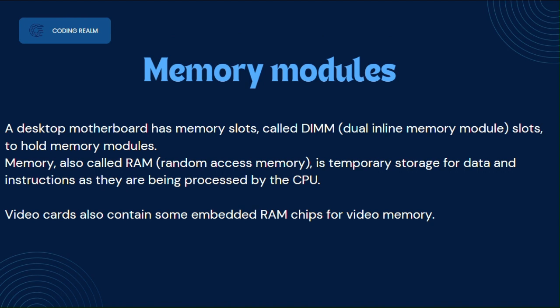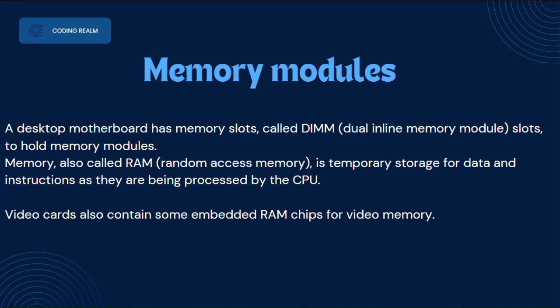Now the memory modules. A desktop motherboard has memory slots called DIMM, or dual inline memory module slots, to hold memory modules. The memory, also called RAM or random access memory, is temporary storage for the data and instructions as they are being processed by the CPU. The video card also contains some RAM chips for the video memory.